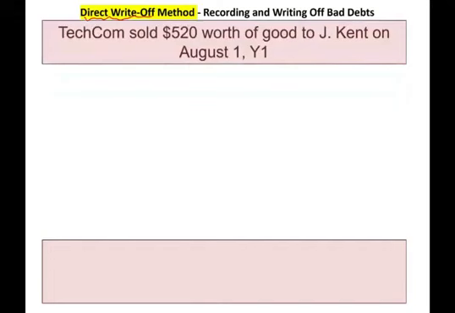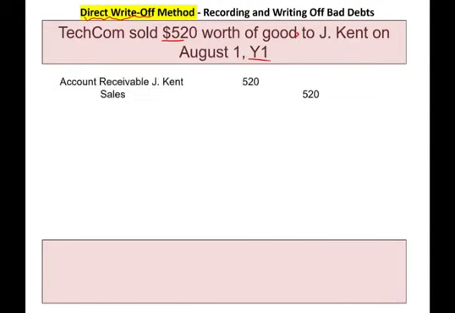Before we look at the allowance method, it's very important to understand or revisit fairly quickly the direct write-off method, which we covered in the prior session, but I'm going to cover briefly here to put things into perspective. How does the direct write-off method work? Well, let's assume we sold $520 worth of goods to J. Kent on August 1st, year one.